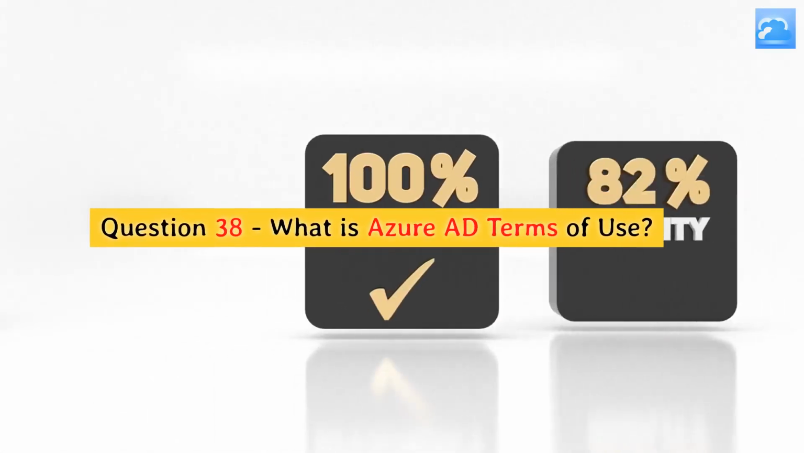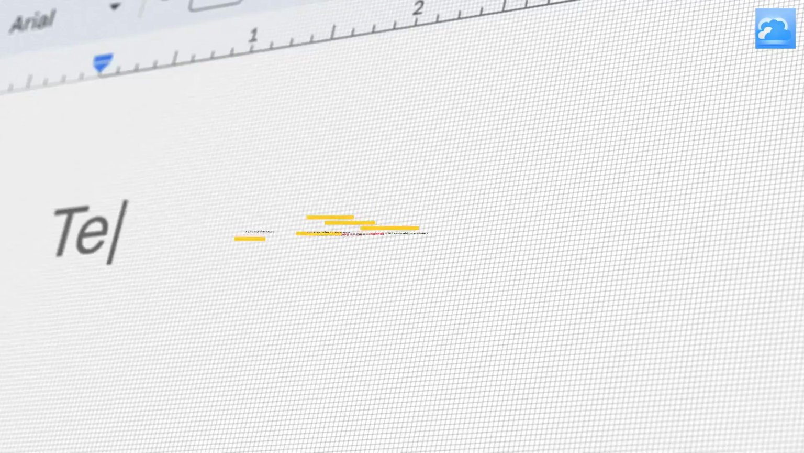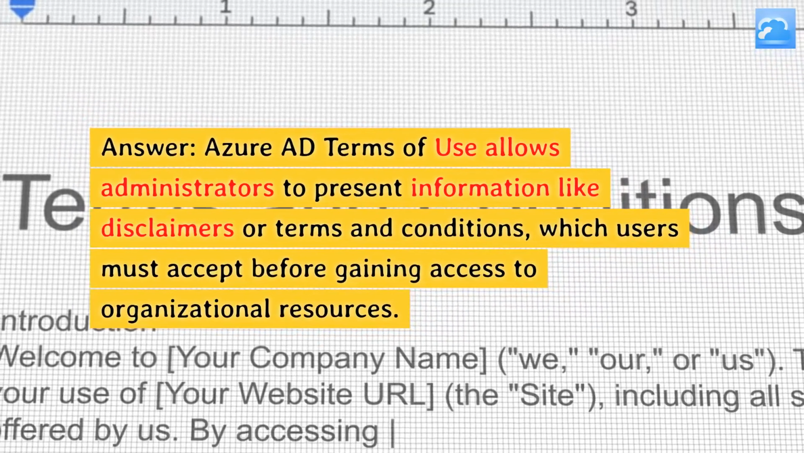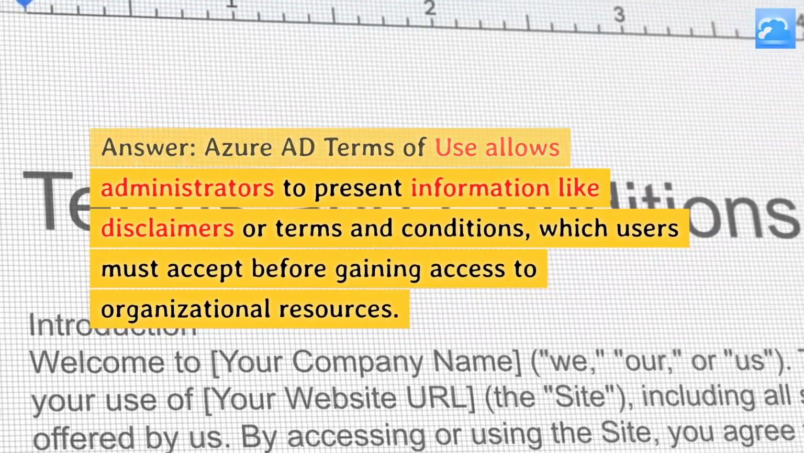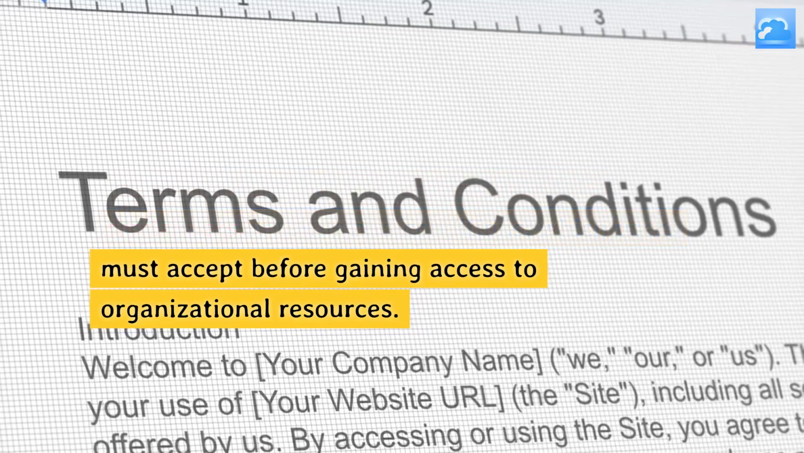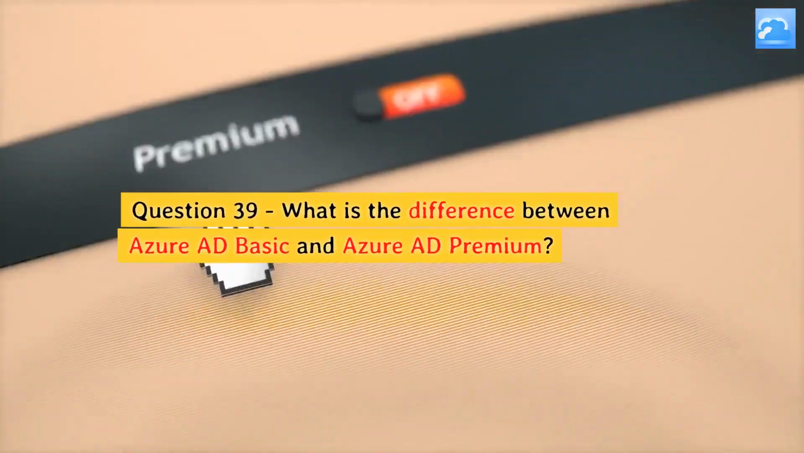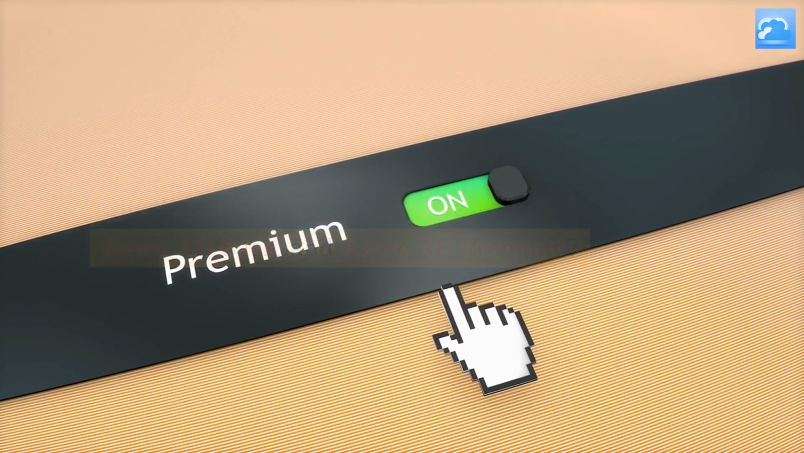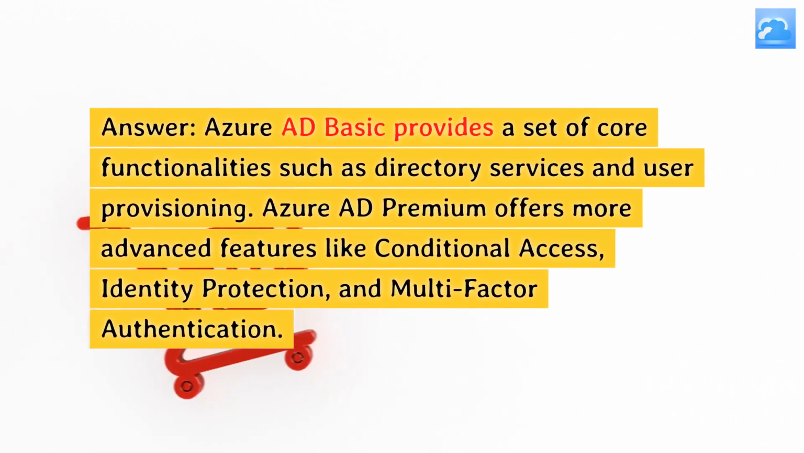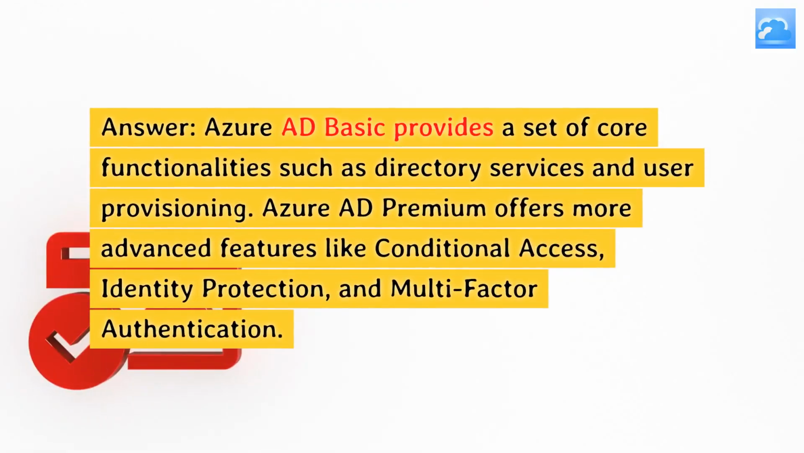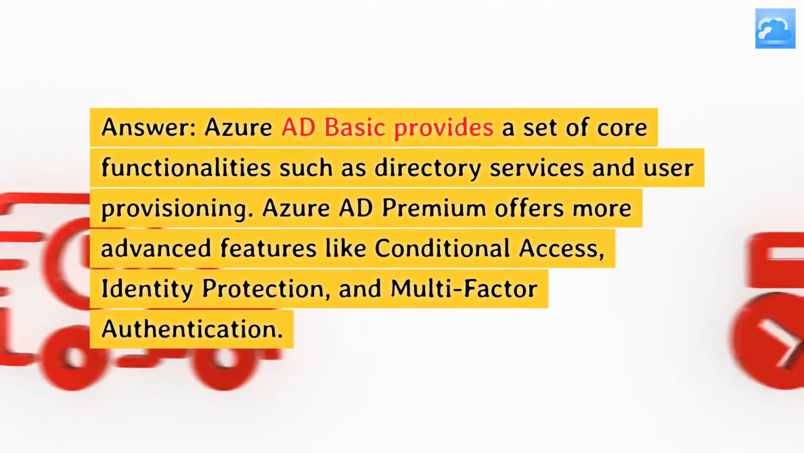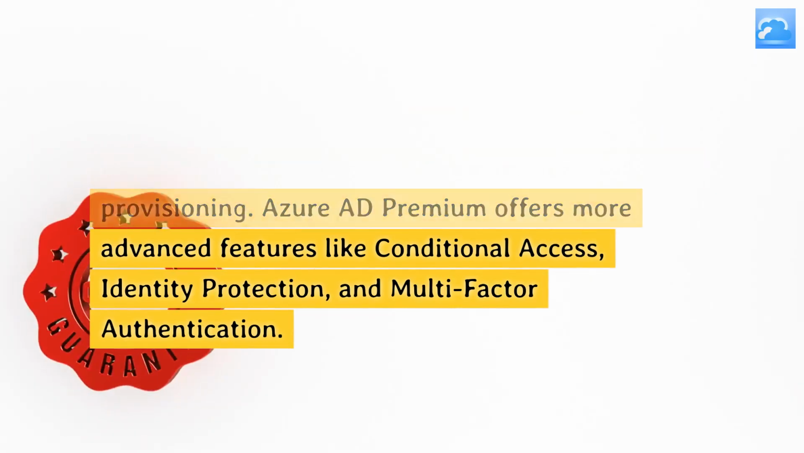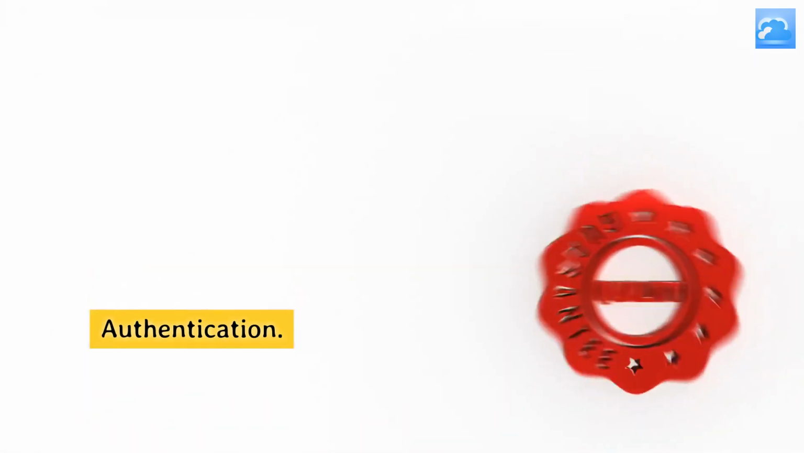Question 38. What is Azure AD Terms of Use? Answer: Azure AD Terms of Use allows administrators to present information like disclaimers or terms and conditions, which users must accept before gaining access to organizational resources. Question 39. What is the difference between Azure AD Basic and Azure AD Premium? Answer: Azure AD Basic provides a set of core functionalities such as directory services and user provisioning. Azure AD Premium offers more advanced features like conditional access, identity protection, and multi-factor authentication.